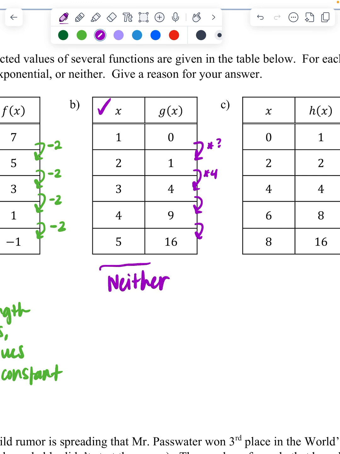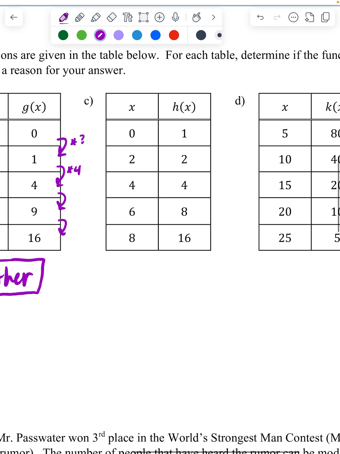The output values are not changing at a constant rate or a proportional rate. Example C, again, double checking, are my x's changing at the same interval, up 2 units each time? Looks good. And so now how are my outputs changing? 1 times 2 is 2, 2 times 2 is 4, times 2 is 8, times 2 is 16. So this time it looks like there's a proportional change, right? It looks geometric. My output values are geometric. And so we know this then would be exponential.